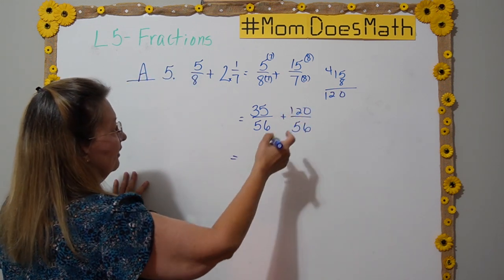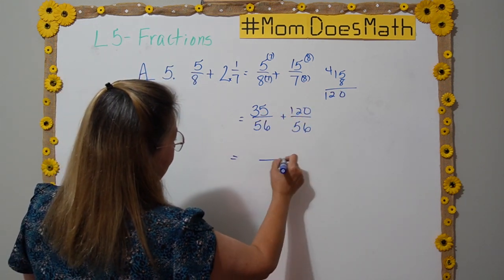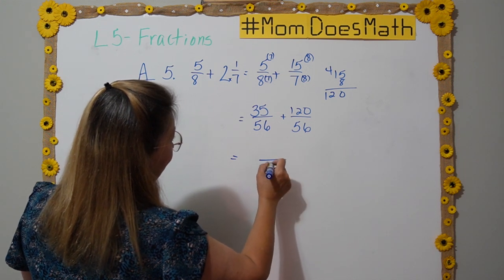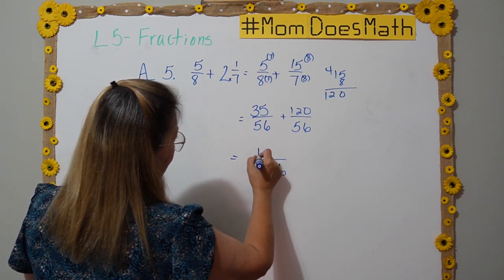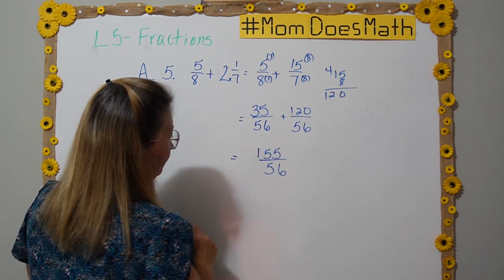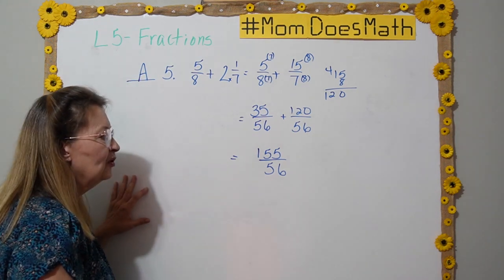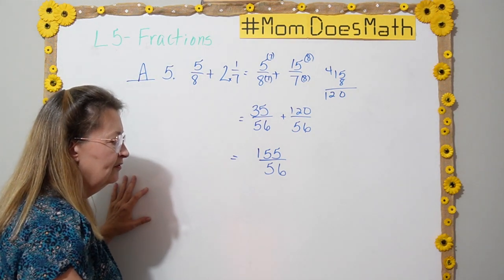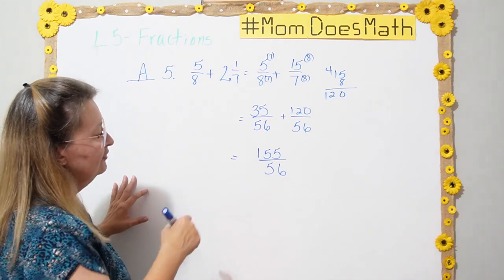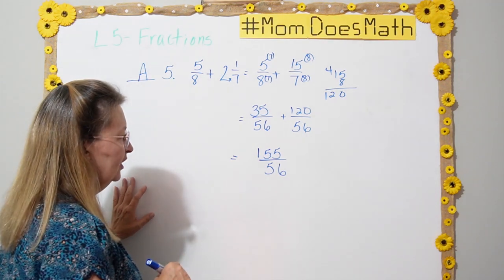All right, so now let's add. 35 plus 120 is 155, okay? Is there a number that will go into both of these? Well, they're not even, so that won't go. 5 won't go.